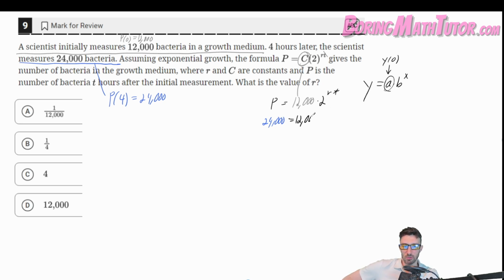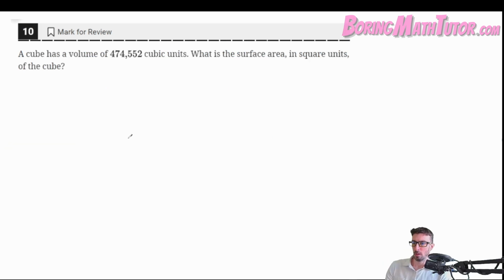So it's going to be equals 12,000 times 2 to the r times 4. And now we just want to divide here. If we divide by 12,000, then we end up getting 2 equals 2 to the 4r. Now I can rewrite 2 as 2 to the 1, which means that 1 must equal 4r, so r must be 1/4.